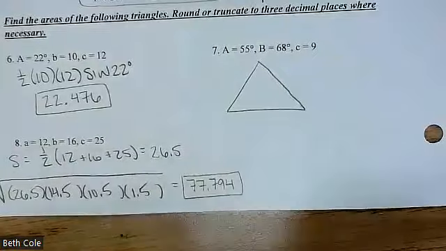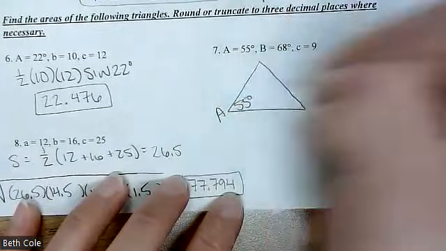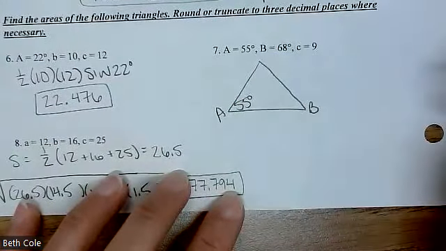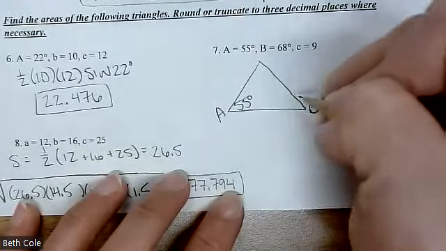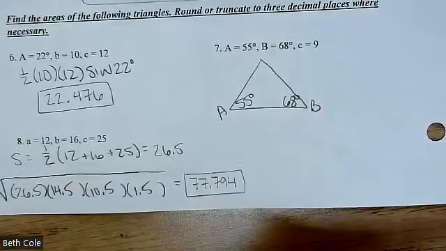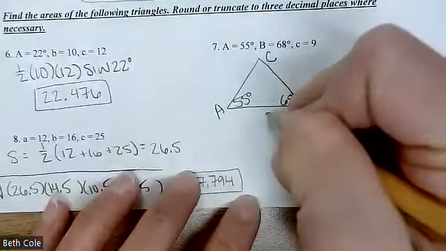Where should I start labeling? Bottom left. That'll be 55. We will end up finding the other angle as well, but that won't really help us too much. What we need is another side. C is up at the top. Little c is 9.